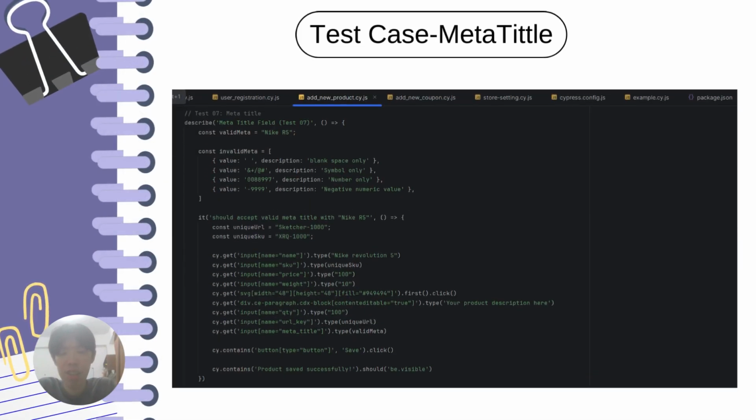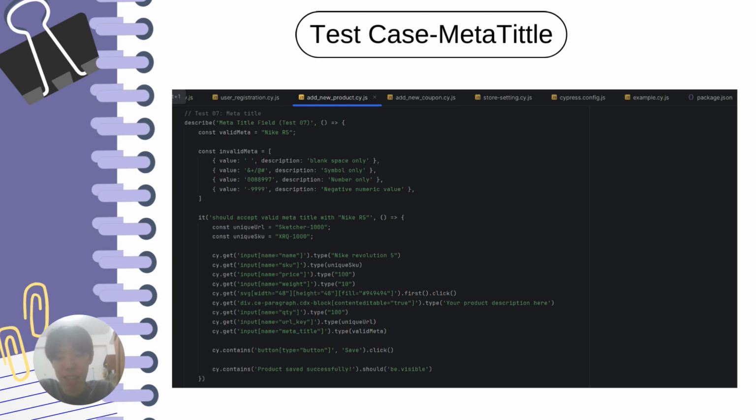So this code is another Cypress automated test, which is called meta title. It focuses on checking the meta title field when creating a product in Evershop. First it defines a valid meta title value, Nike R5, then it creates an array of invalid inputs to test later, including the blank space, symbols, number only, and negative value. So the test shown here is the positive scenario.